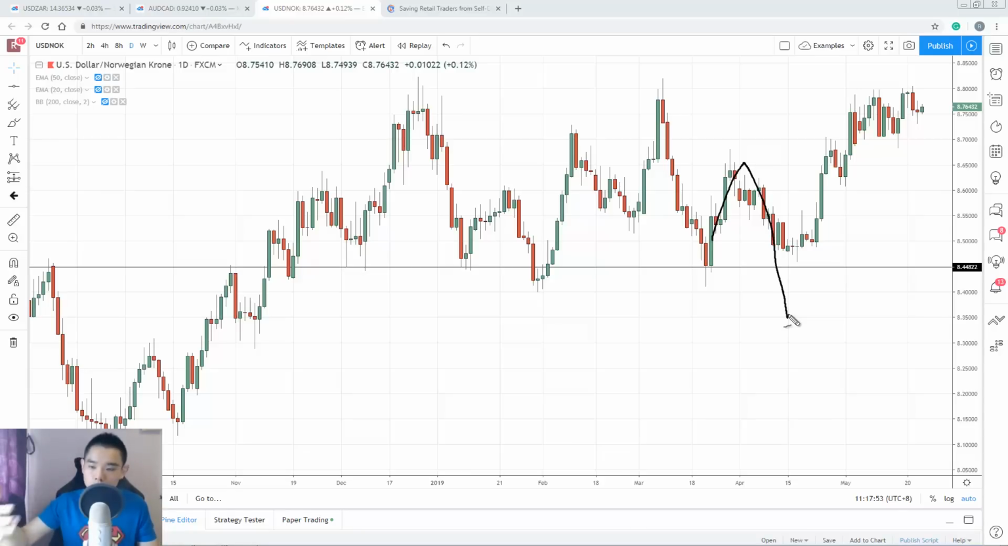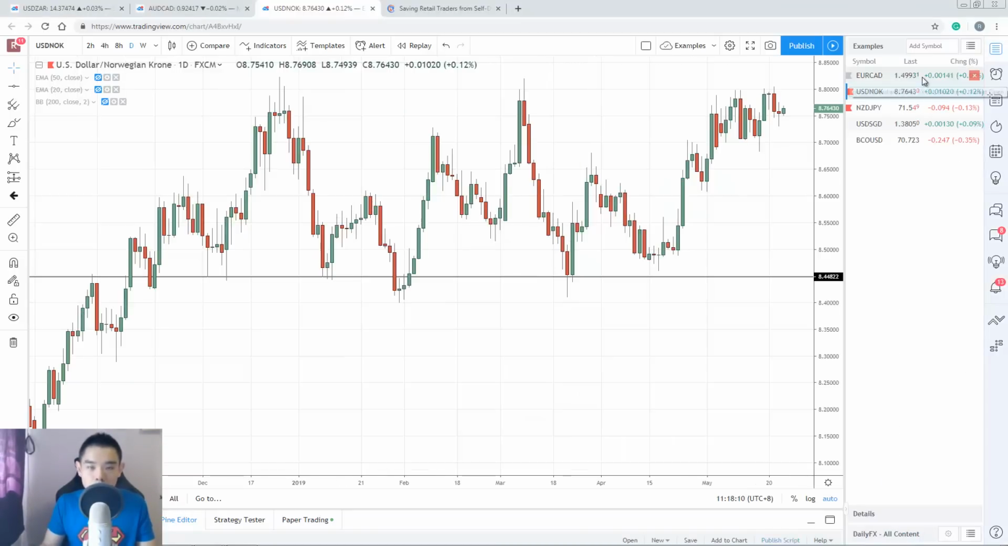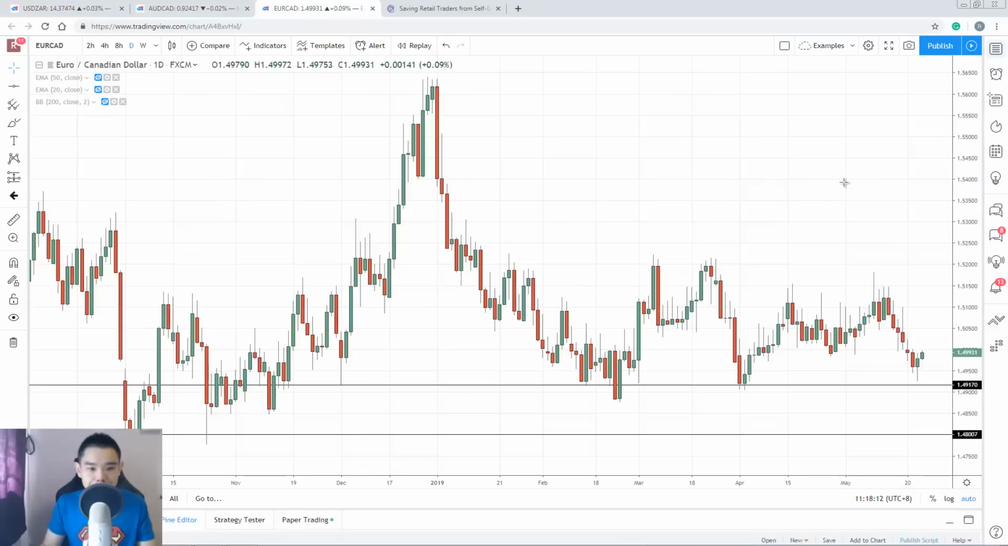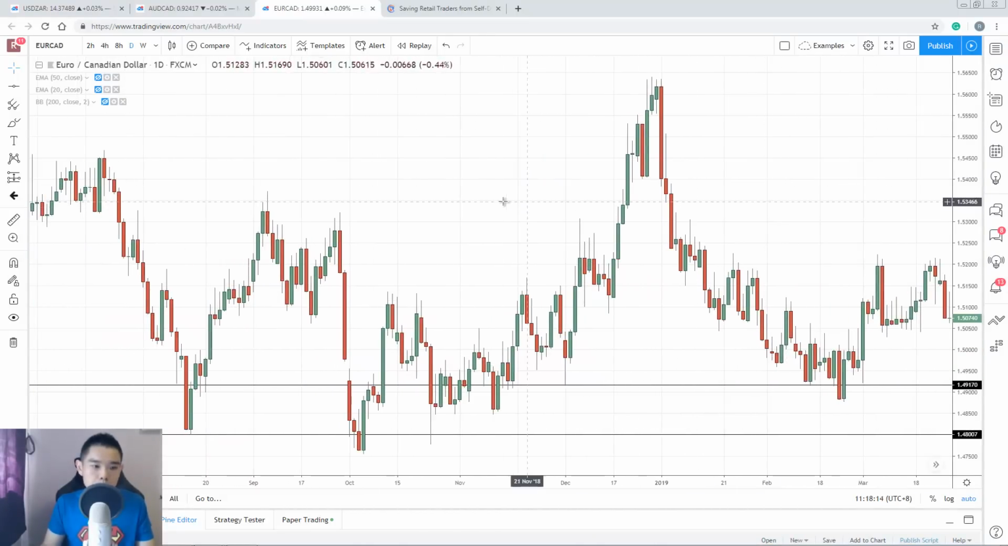Whereas if you use the trailing stop loss using the previous candle high low, that might get you out with a smaller loss. So there are pros and cons to both approaches. Let me just walk you through another example before we conclude today's session. So Euro Canadian, we spoke about that earlier.